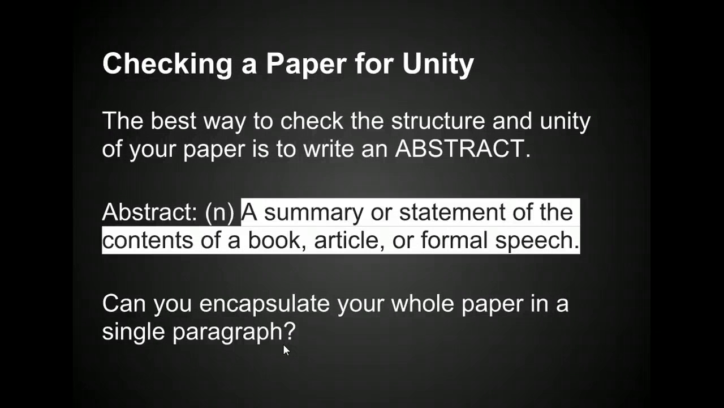All right, so the best way to check a paper for unity is to write an abstract. And an abstract is a summary or statement of the contents of a book, article, or formal speech. So it's basically a real short synopsis of everything that you're going to claim in your paper, okay?